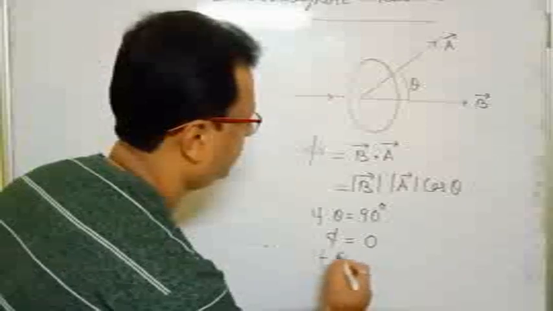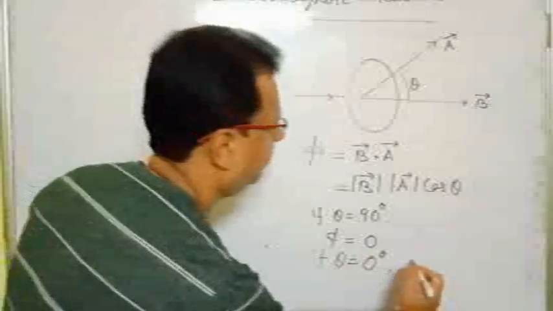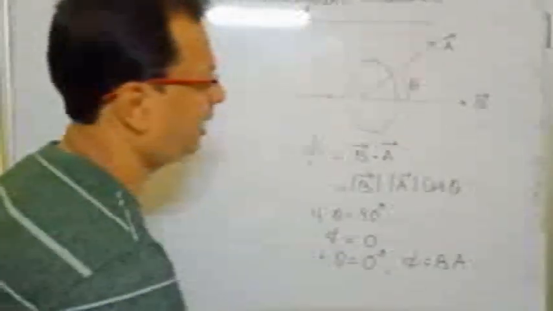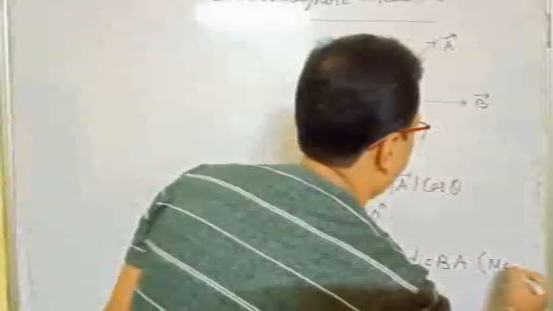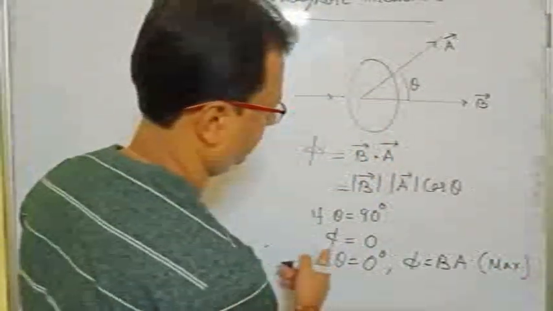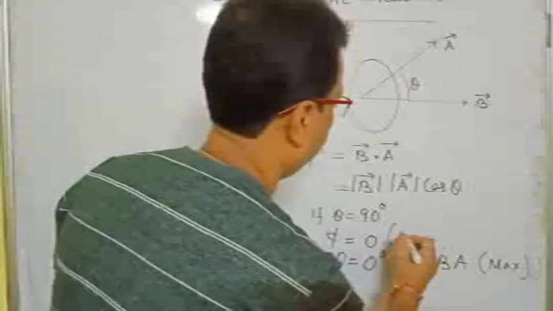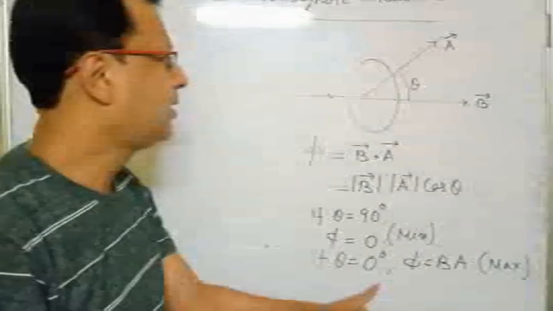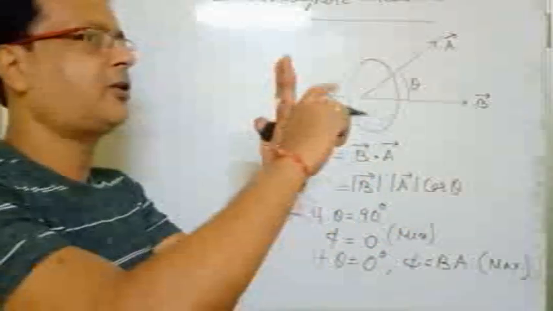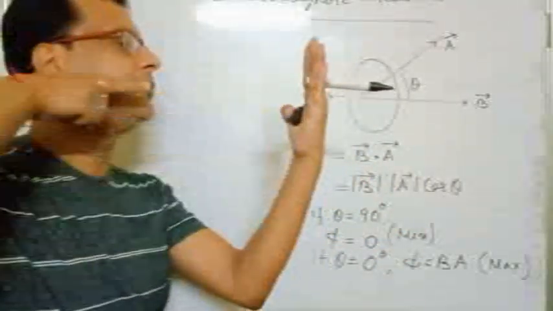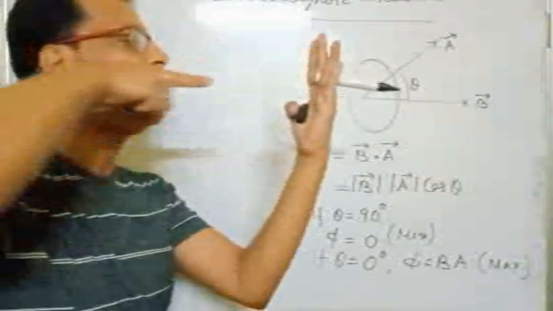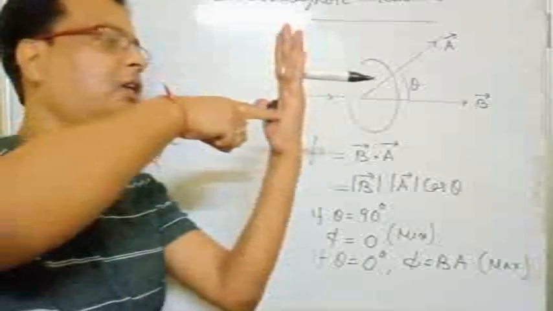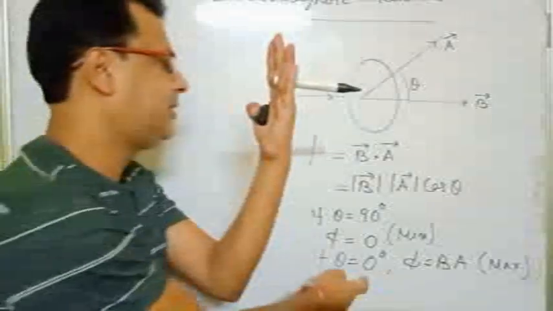If theta is equal to 0 degrees, then flux phi is equal to B into A, mod B mod A. In other words, this is maximum, and when theta is equal to 90 degrees, this is minimum. Now let's understand this. Theta 0 degrees means this is the area vector and these are the magnetic lines of force. So when area vector and magnetic lines of force are in the same direction, then the angle between them is 0 degrees.